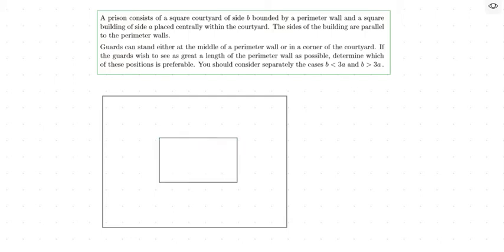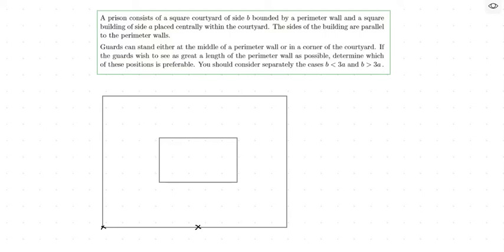Guards can stand at either the middle of a perimeter or in the corner. So guards can be either in the middle or in the corner. If the guards wish to see as great a length of the perimeter wall as possible, determine which of these positions is preferable. You should consider separately the cases B is less than 3A, and B is greater than 3A.